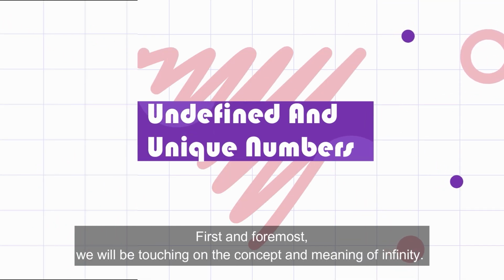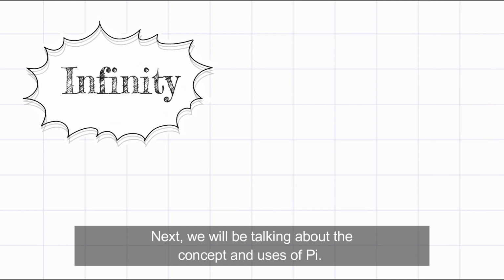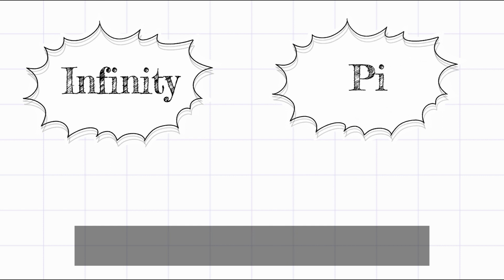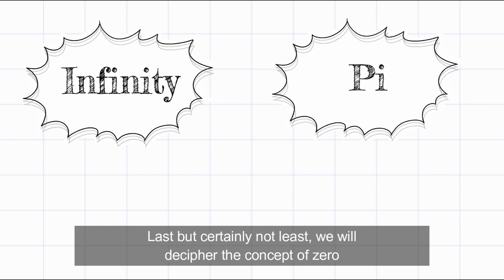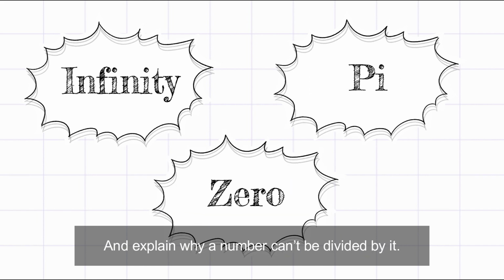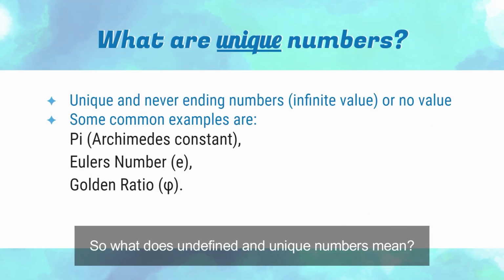First and foremost, we will be touching on the concept and meaning of infinity. Next, we will be talking about the concept and uses of pi. Last, but certainly not least, we will decipher the concept of zero and explain why a number can't be divided by it. So what do undefined and unique numbers mean?